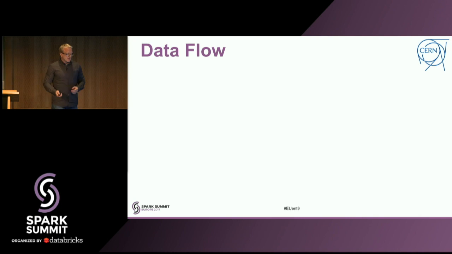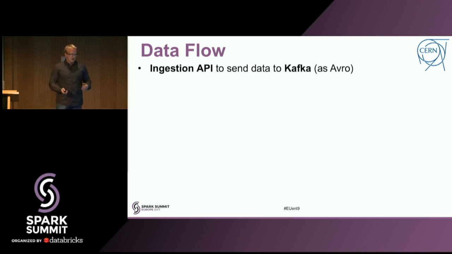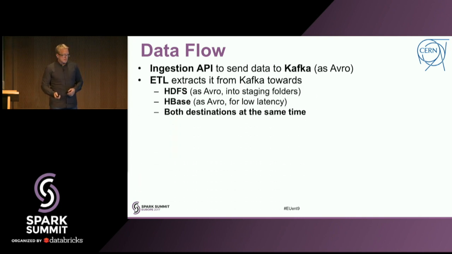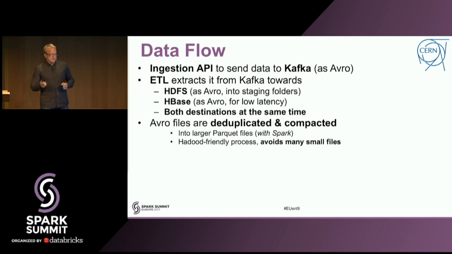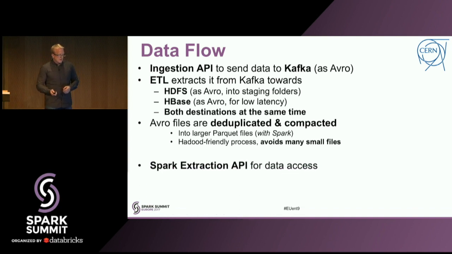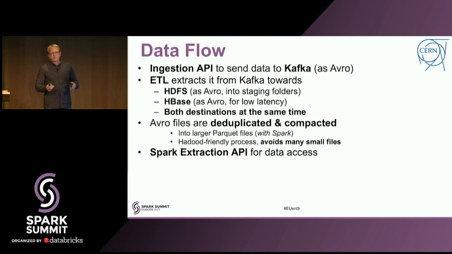So what are the data flows? This is quite easy. We have an ingestion API. We send it to Kafka. Then the ETL extracts towards those two destinations at the same time. Then we store it in Avro in some temporary folders. Then we deduplicate and compact it into larger files. Of course, this is trying to be Hadoop friendly, to create big files instead of many small files.